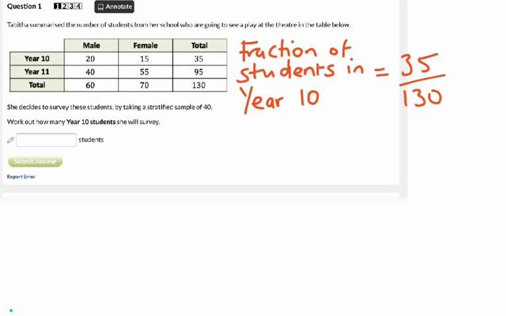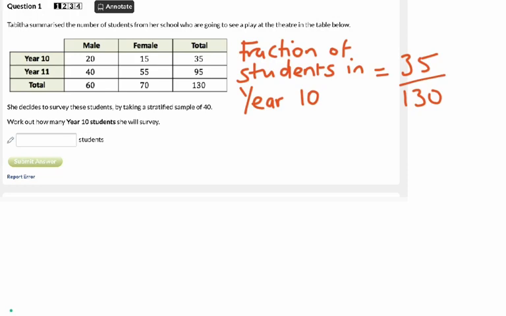Okay, to look at these examples, I've chosen 2 questions from the topic test on sampling. This is question 1. This is the most straightforward question. To answer this question, the first thing that we need to do is look at what it's asking us to find in the sample. We're finding Year 10 students to survey.